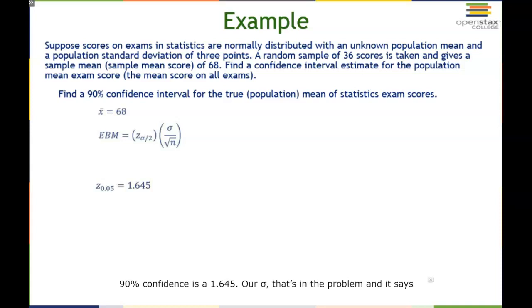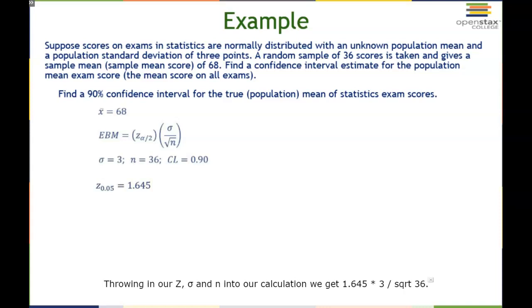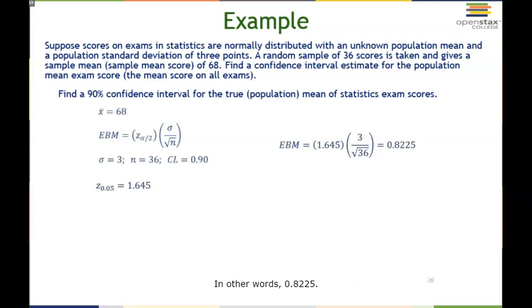Our sigma, that's in the problem, and it says our population standard deviation is 3 points. So our sigma is 3. Our n is the number of scores that we took. A random sample of 36 scores is taken, so n is 36, and our confidence is 0.90. Throwing our z, our sigma, and our n into our calculation, we get 1.645 times 3 divided by the square root of 36. In other words, 0.8225. Now this is our error.